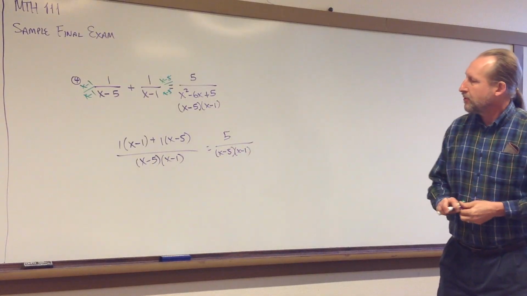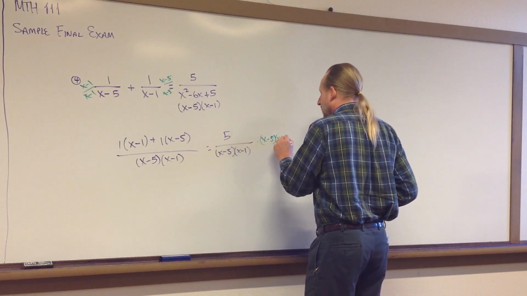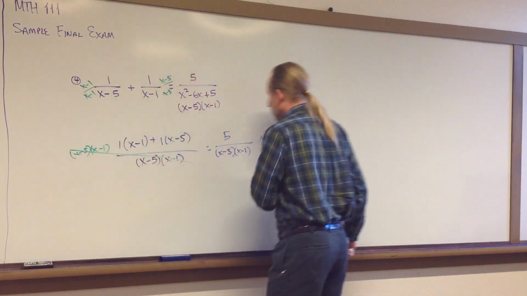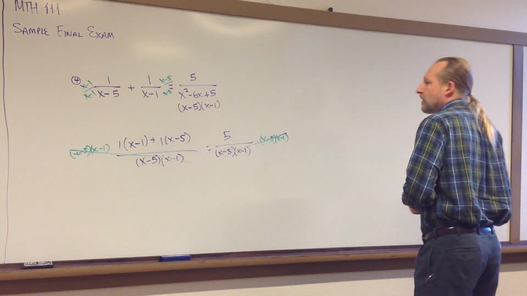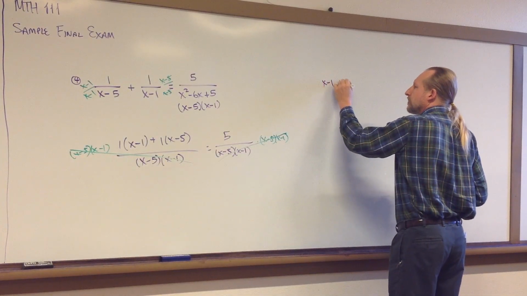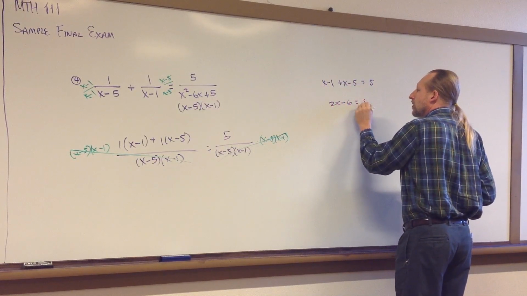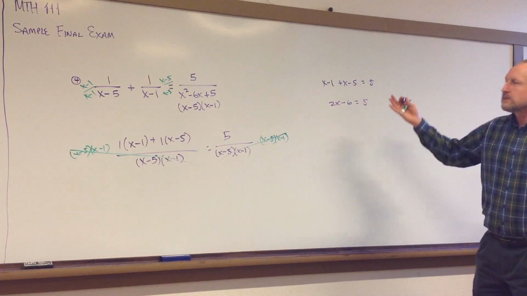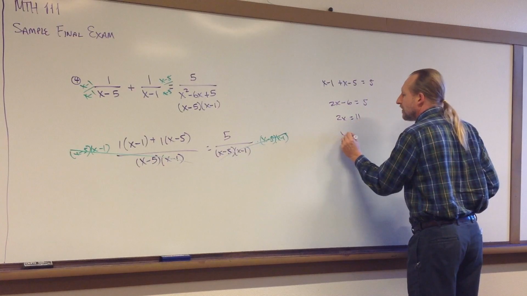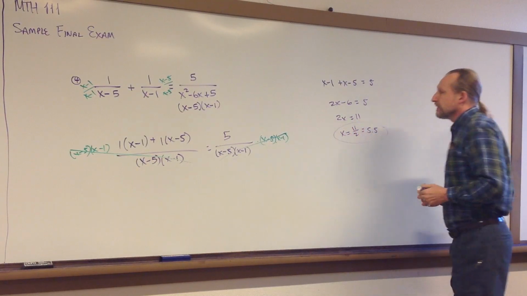So, there's our setup. Next, we're going to clear out the denominators, multiply on both sides by x minus 5 times x minus 1. Those cancel, and what do we end up with here? We end up with x minus 1 plus x minus 5 equal to 5. So, again, this is Algebra 1. Don't forget how to do this, please. 2x equals 11. X is 11 over 2, or 5.5. Either answer is acceptable.